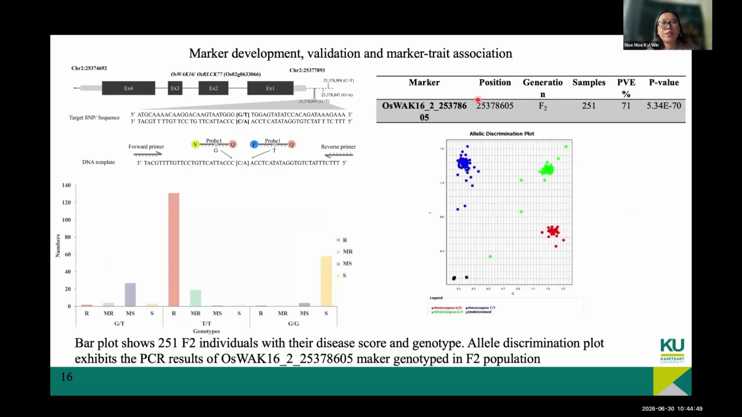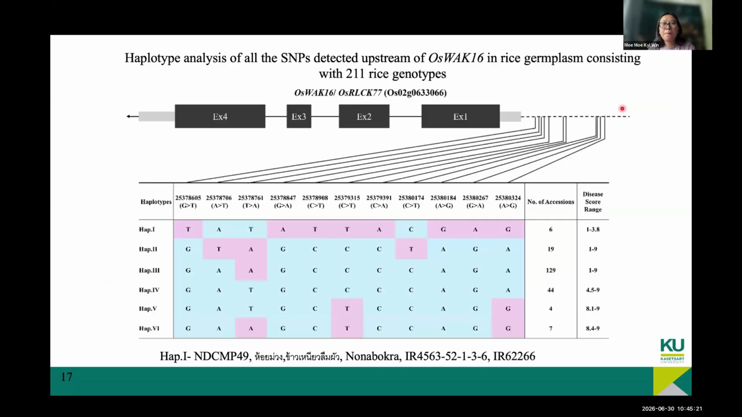To confirm this candidate gene as our best candidate, we also developed a marker in one of the SNPs that we got from QTL-seq, and our marker development and validation in F2 individuals also shows very high phenotypic variance explained, which means this marker is also reliable to use in our future breeding program as well. And we also want to see the possible use of this WAK16 in the wider germplasm. So we did haplotype analysis by using 211 rice accessions.